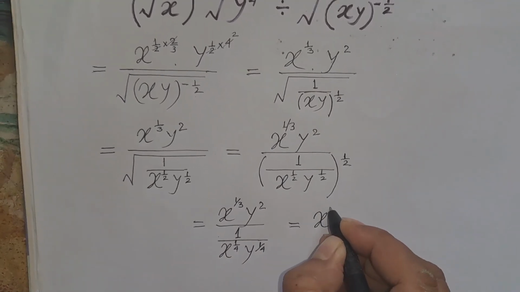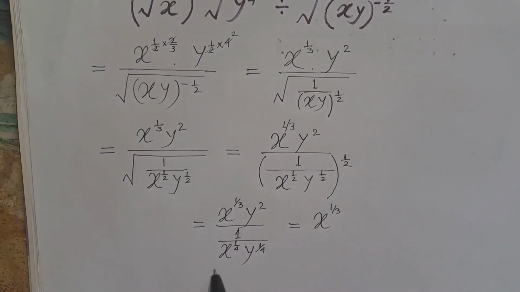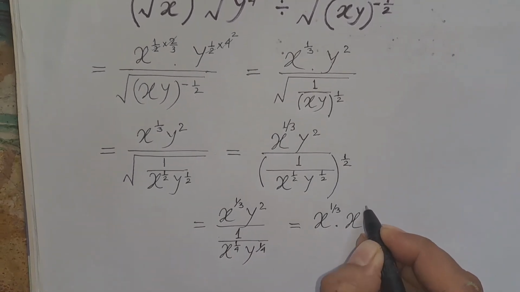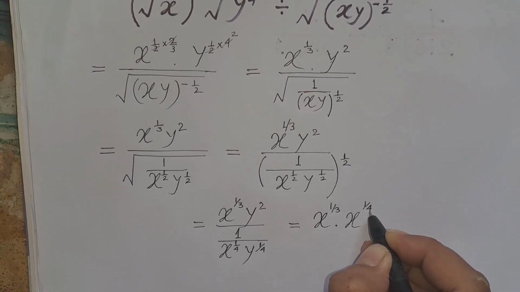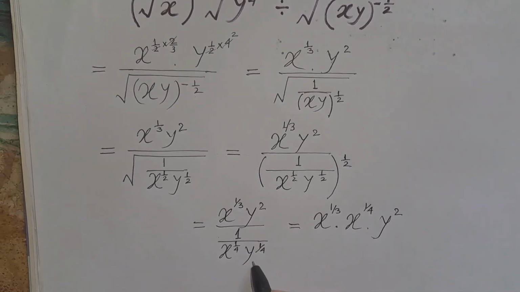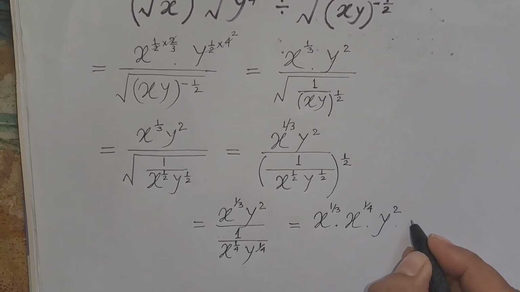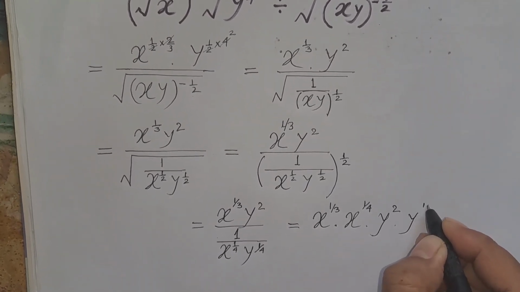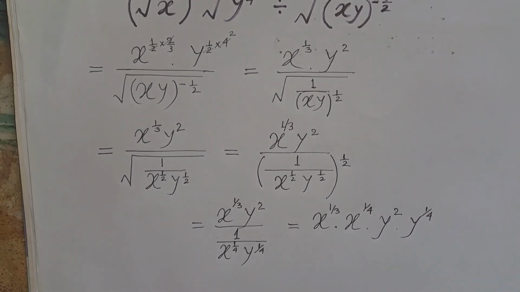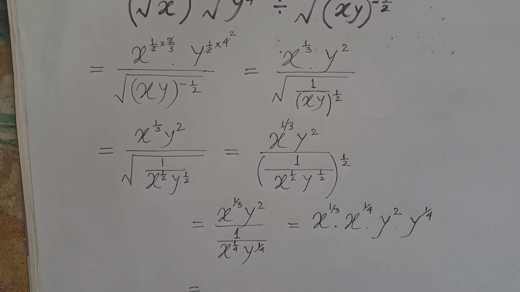Now x to the power 1 by 3 as it was given, and the x to the power 1 by 4 would be in the numerator according to the rules of fractions. And y square and y to the power 1 by 4 would also become the numerator. Now x to the power 1 by 3 into x to the power 1 by 4, y square into y to the power 1 by 4.